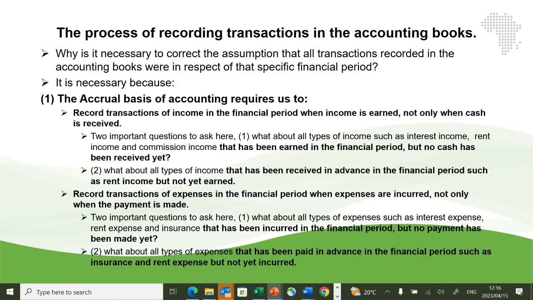So it's very important for us to understand how the accrual basis works. Just to wrap up this one, accrual basis says record transactions of income in the financial period when income is earned. So how do we earn income? It means we have delivered as a business everything that we needed to deliver to the customer, and we are just waiting for payment. If goods have been transferred to the customer, we have earned that income, although we haven't received the payment. And for expenses, accrual basis says record transactions of expenses in the financial period when expenses are incurred. I've already explained what it means to incur an expense.